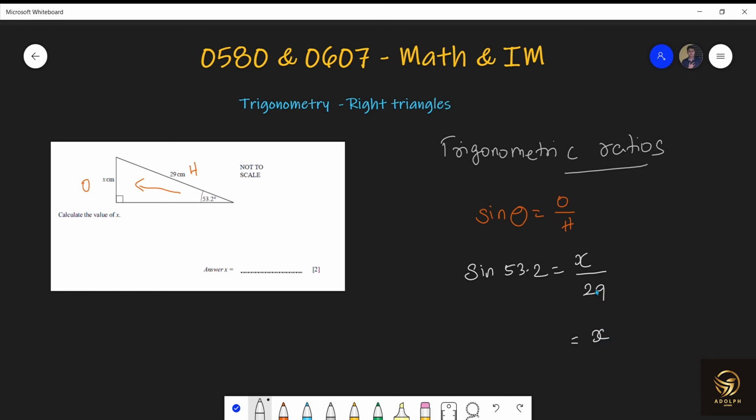So x equals 29 times sine 53.2. If I put this in my calculator, I will get the answer 23.22. So I'm getting the x value as 23.12, but I have to write a three significant figure answer, so it's going to be 23.2. That's the answer I have to write here. So the answer x is 23.2.